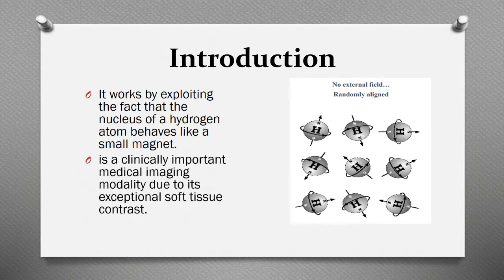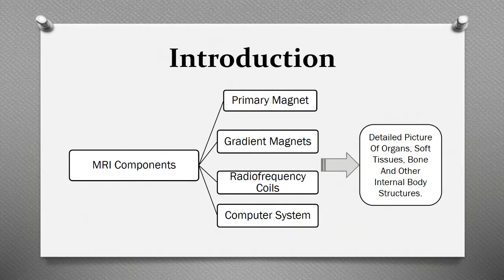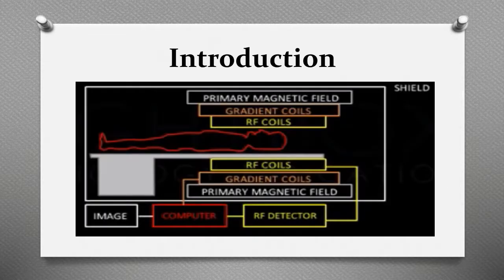It's also a clinically important medical imaging modality due to its exceptional soft tissue contrast. The components of MRI: the MRI has the primary magnets, gradient magnets, radio frequency coils, and computer system. The MRI system uses magnetic fields and radio frequencies rather than ionizing radiation. The primary magnetic field refers to the strength of the static permanent field, usually from 1.5 to 3 Tesla.